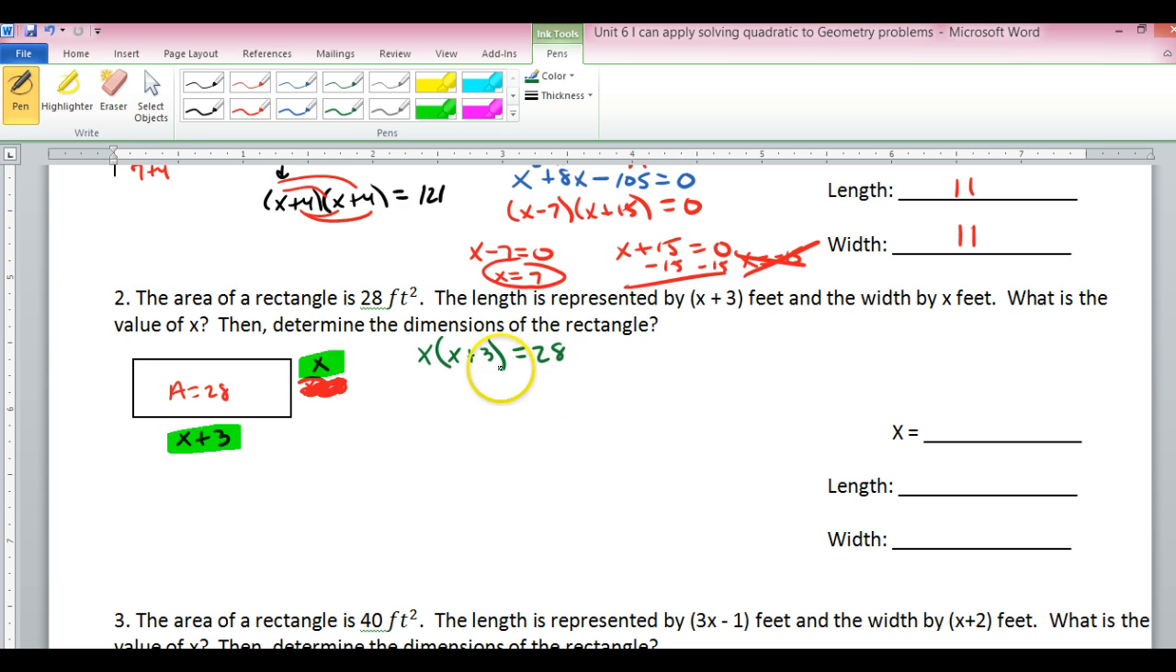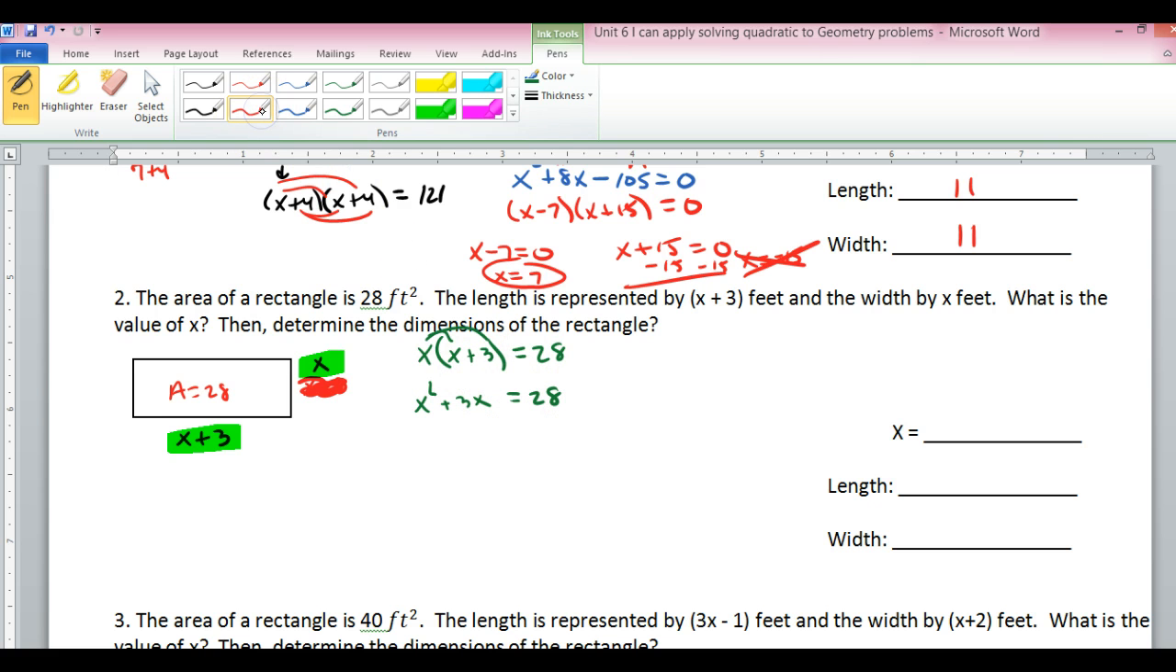Well, now I have to solve this. And again, before I can do anything, I'd have to distribute here. And once I distribute, then I need to set the quadratic equal to 0. X times x is x squared. X times 3 is 3x. And that equals 28.